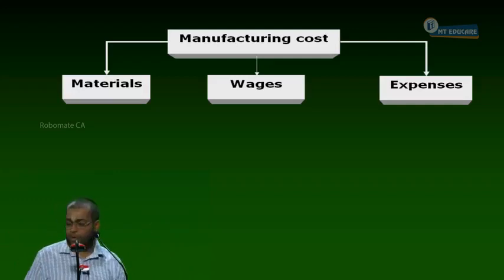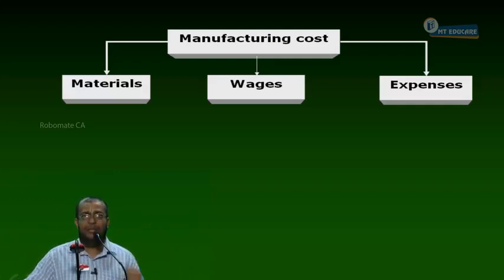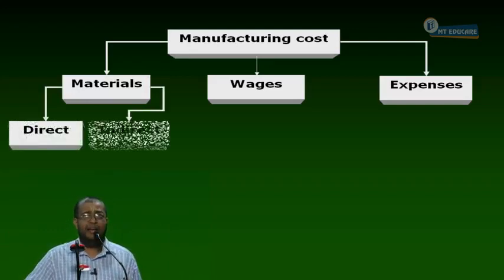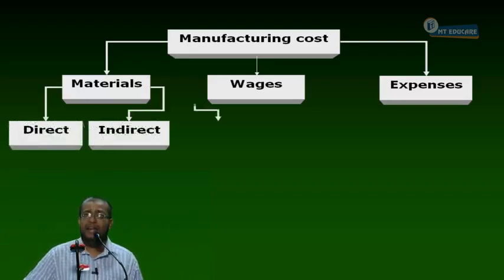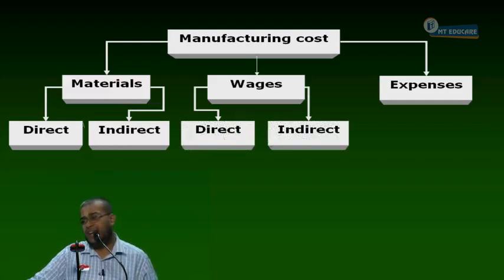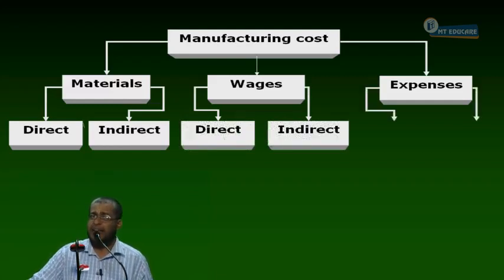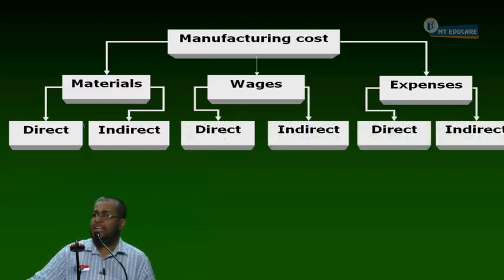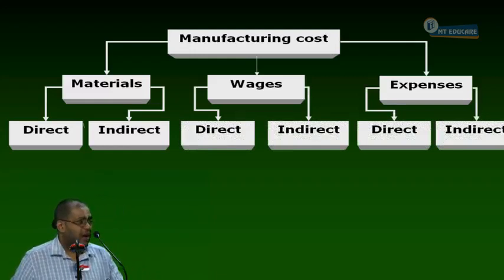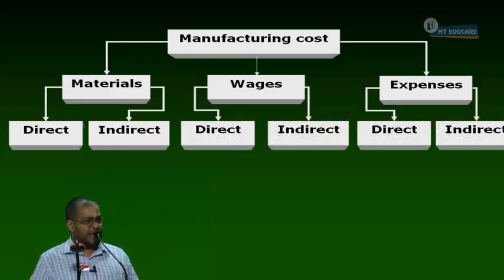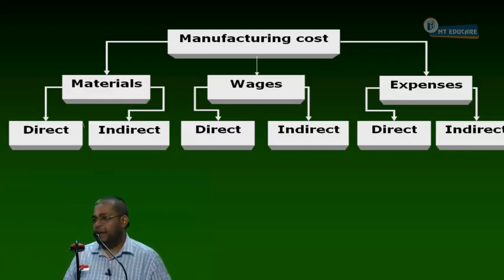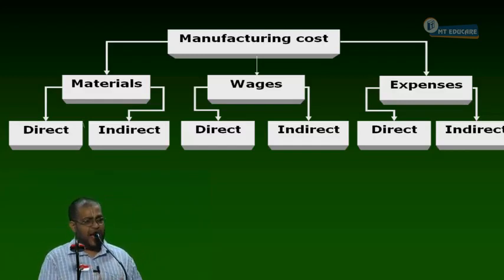Okay, now all the three can be subclassified into two, namely direct material, indirect material, direct wages, indirect wages, direct expenses, and indirect expenses. Everybody following or not? Now, each item of manufacturing cost can either be direct manufacturing cost or indirect manufacturing cost. So it is classified into direct and then indirect. I'll give an example.